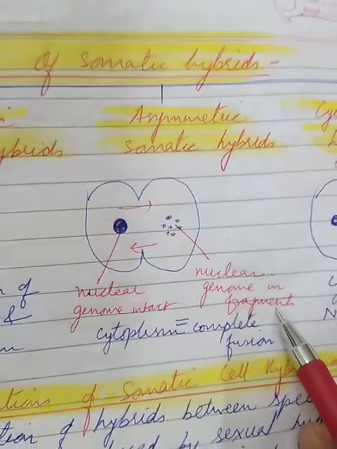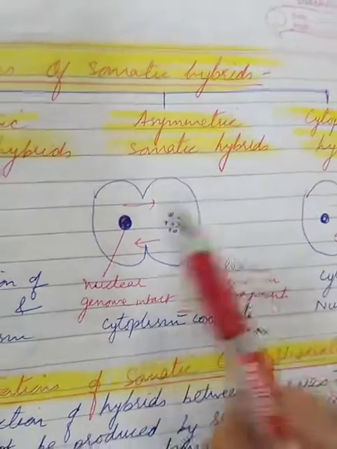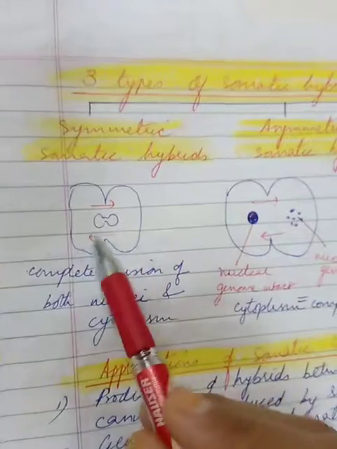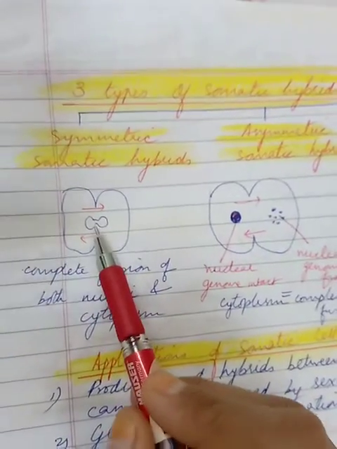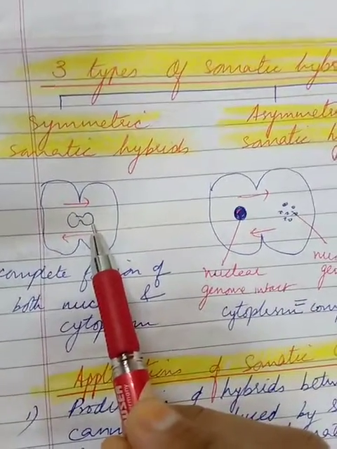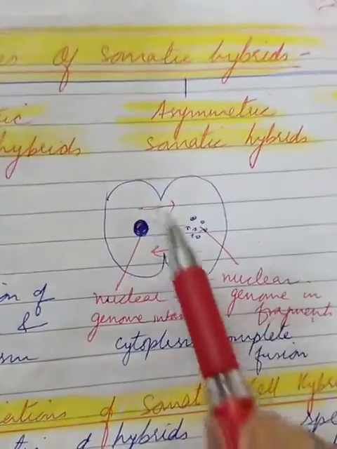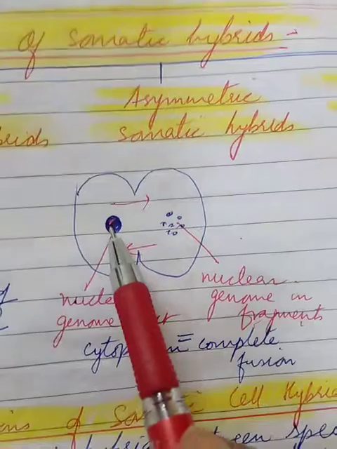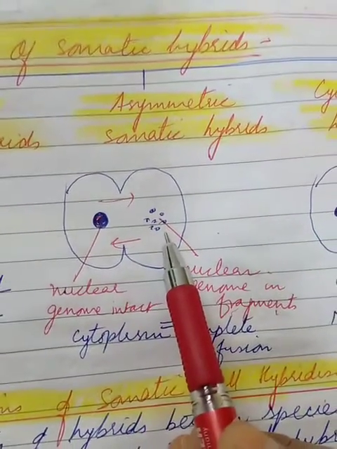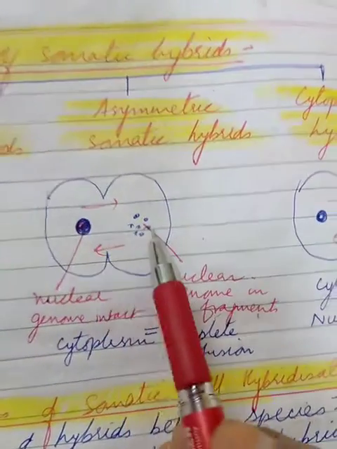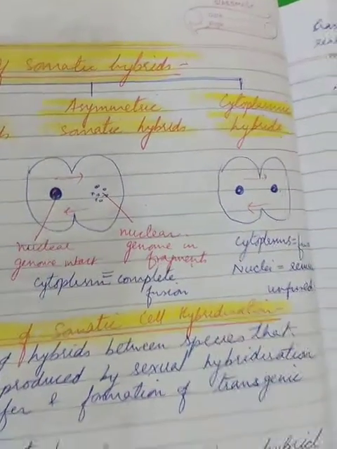So such a fusion is called asymmetric. That means here it was very much symmetric. Things were proportionate. Complete nucleus fusing with another complete nucleus and complete cytoplasm with another cytoplasm. Here, cytoplasm is alright, but when it comes to nuclear fusion, it is definitely asymmetric, a complete nucleus fusing with fragments, and therefore it is an asymmetric somatic hybrid.